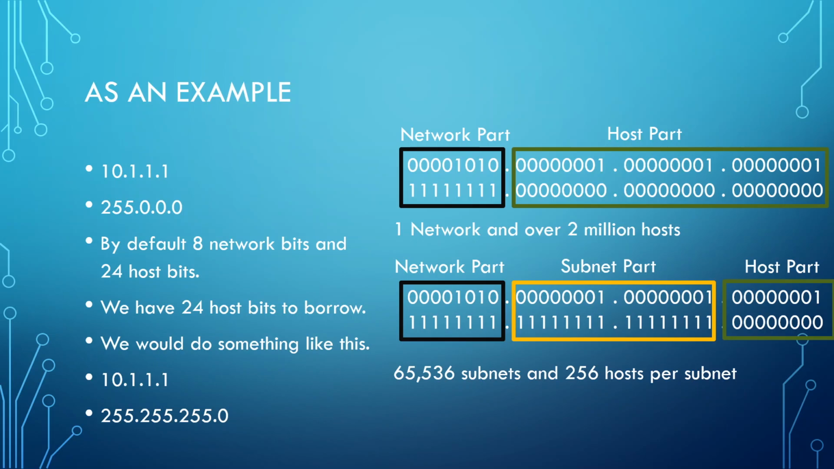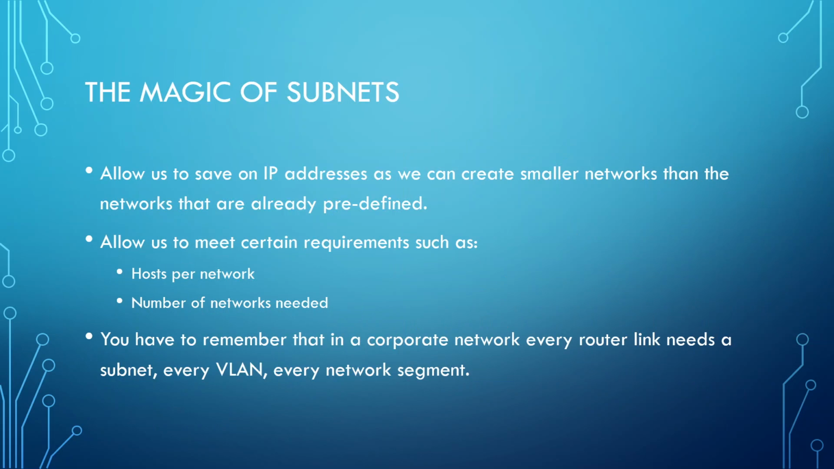65,536. So essentially, with subnetting, we're now breaking this IP address down into 3 sections. We have the network part, which is how many bits of the IP address represent the network as per the Class A, B, or C rules. Then we have the subnet part. The subnet part is defined by us. This is how many bits we're borrowing from the host part in order to break down this large network into smaller networks. And so this is the magic of subnets.